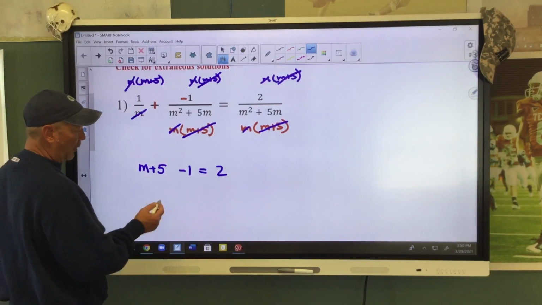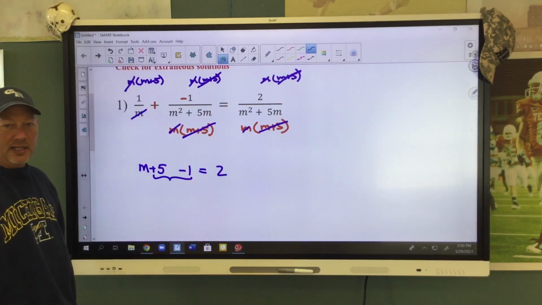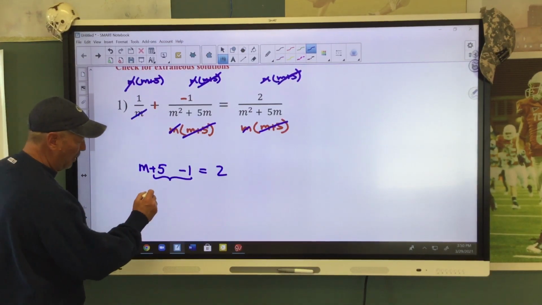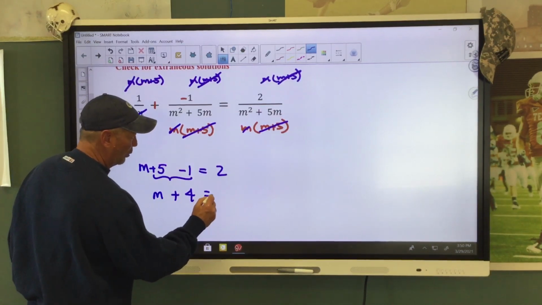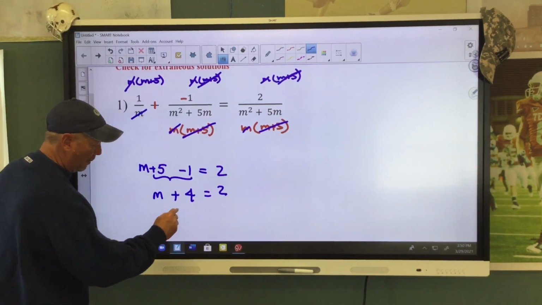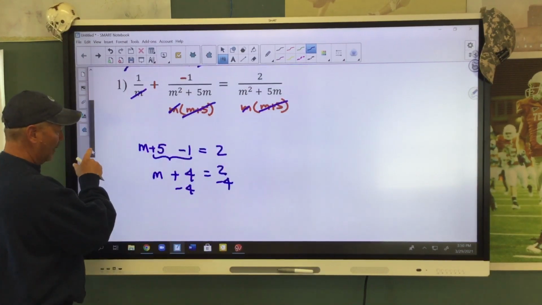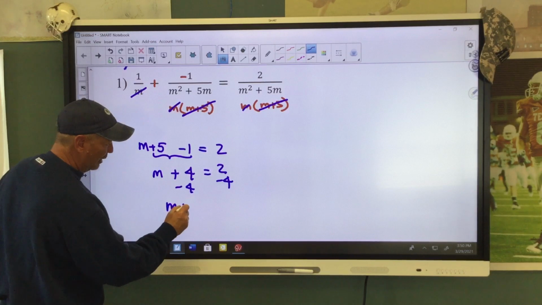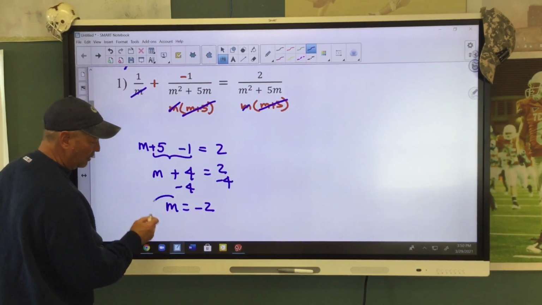All right, I'm going to go 5 minus 1 is 4. So I have m plus 4 equals 2. Minus 4, minus 4, m equals -2. There is my solution, possibly.